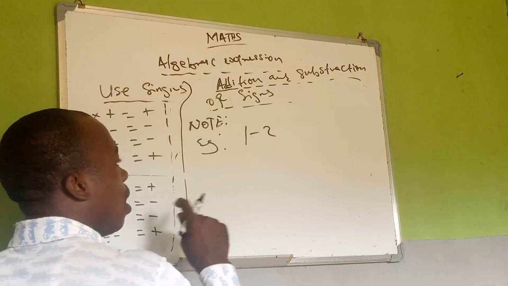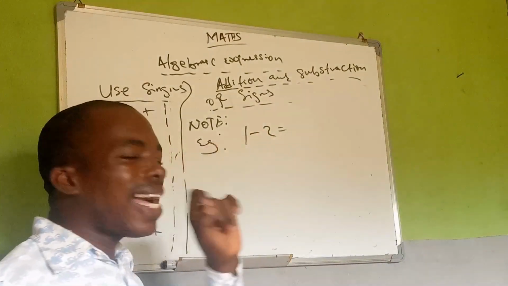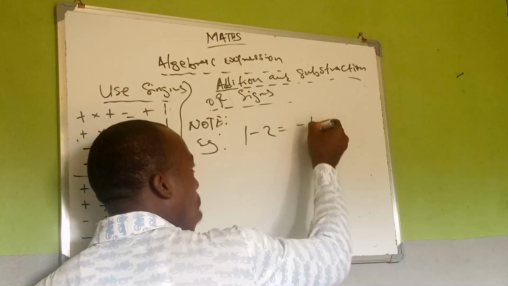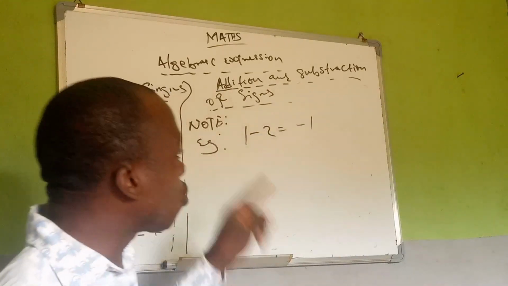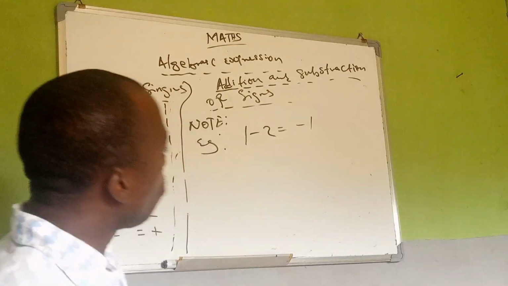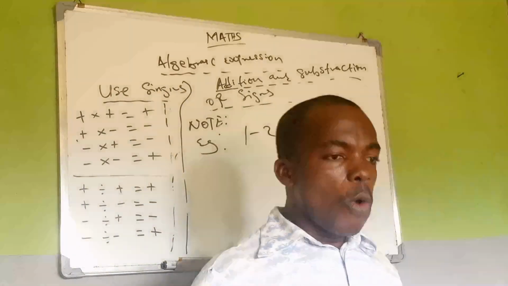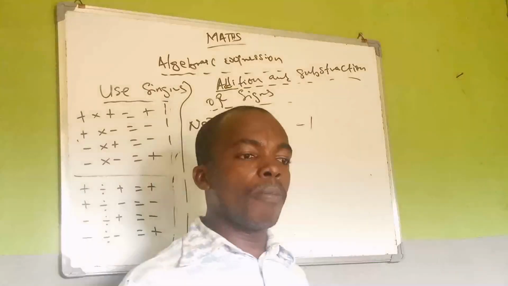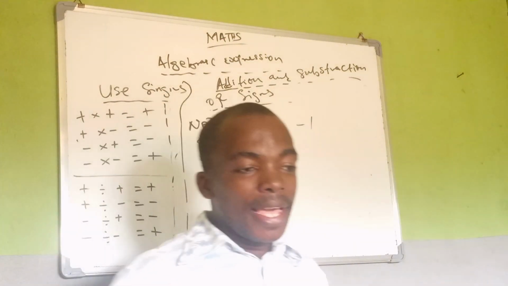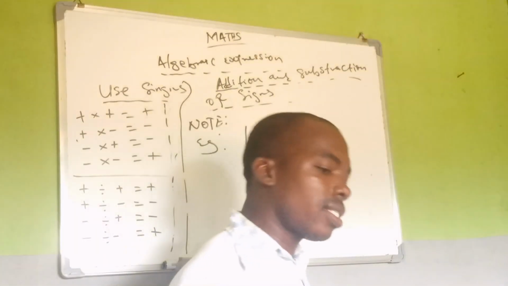Now, in this one, if I have 1 minus 2, you will discover that 2 cannot be subtracted from 1 because 2 is higher than what? 1. So the answer will be minus 1. Do you understand? Because before you can subtract 2 from 1, you must borrow 1. So it will be minus 1. Now, another shortcut, another code again: whenever you are subtracting a smaller number from a higher number, your answer must be a positive answer. Do you understand?